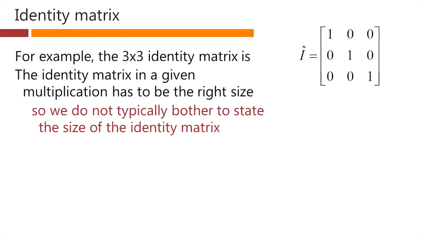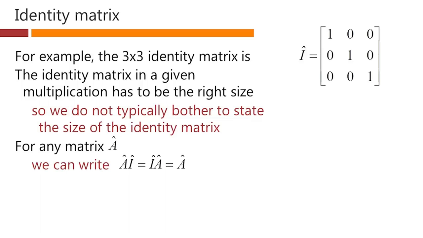Now, when we're doing a multiplication with the identity matrix, the multiplication will not make any sense unless we've chosen the identity matrix to be the right size. So we don't even need to bother saying how large the identity matrix is, because it obviously has to be the one that's the right size so we can do the multiplication. So we do not usually bother to be explicit about what the size of the identity matrix is. But obviously there are lots of different identity matrices depending on what dimension or what size of matrix we're talking about.